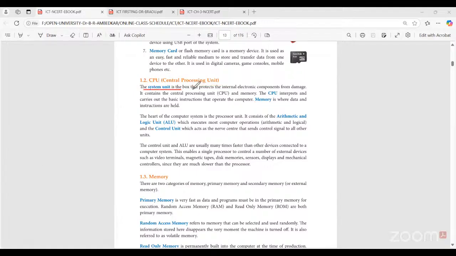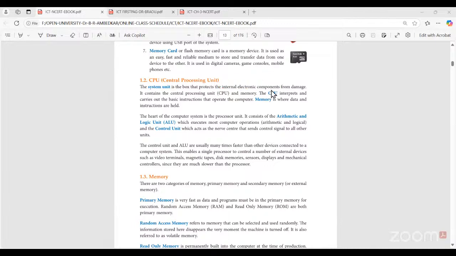Now, system unit is a box that protects the internal electronic components from damage. So you can say CPU is like one box, or one casing. So what is inside that? There are so many internal components there. You might be aware of the CPU well. Inside the CPU, there are so many internal electronic components, and that box is protecting all the components from damage. Okay, that is the CPU.